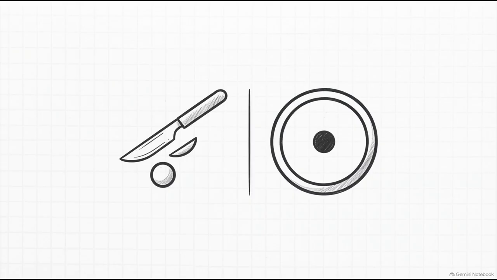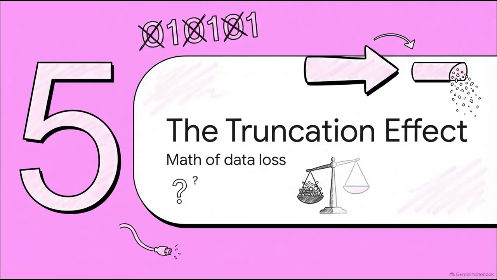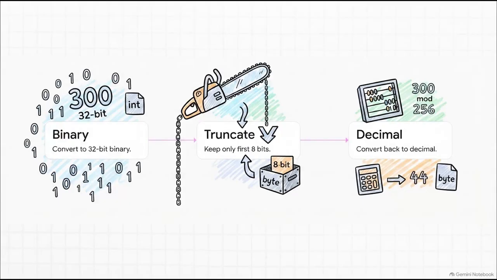Doing so results in an immediate syntax error. All right, Section 5, the truncation effect, the math of data loss. Now, what's really interesting here is the underlying math of data loss. What actually happens when you sign that developer waiver and cast a huge integer into a tiny byte? Let's walk through the exact under-the-hood binary truncation process.